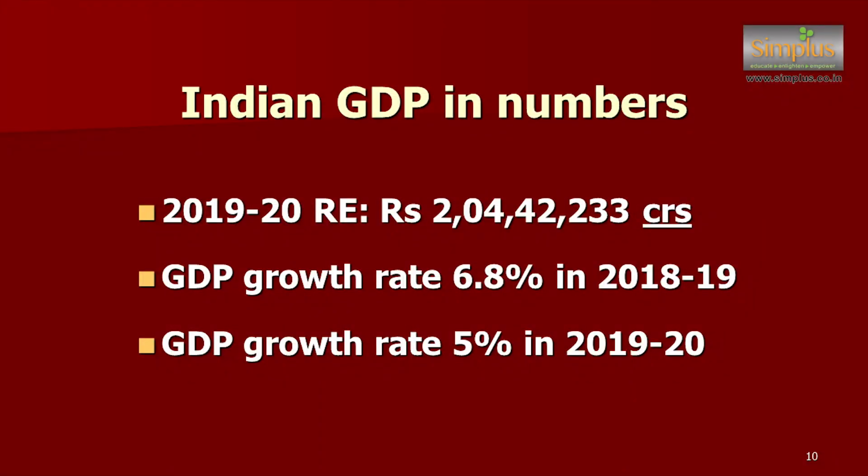Now, for months, maybe more than a year, everyone has been talking about a so-called slowdown in the economy. Some people go to the extent of describing it as a recession. And the GDP tells us something about this. The growth rate in 2018-19, the previous financial year, was 6.8%. And in this financial year, the estimate is now 5%. And this estimate I've taken from the budget documents itself.